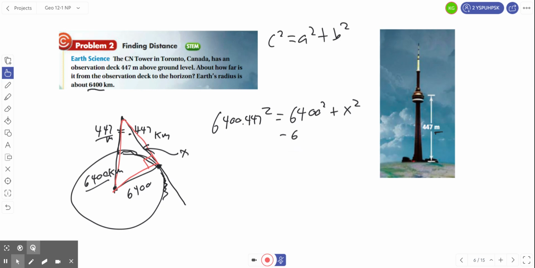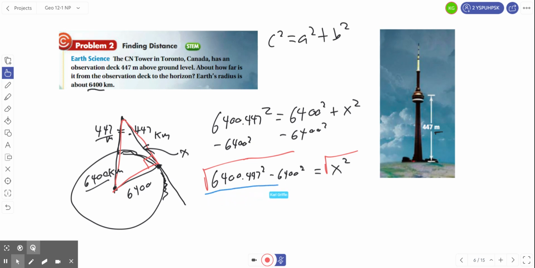So I'm going to subtract that 6,400 squared on both sides. And I'm not going to square any of those because they're just going to get giant and hard to write. So we're going to have on the left 6,400.447 squared minus 6,400 squared equals x squared. To solve for x, we'll do the square root on both sides.